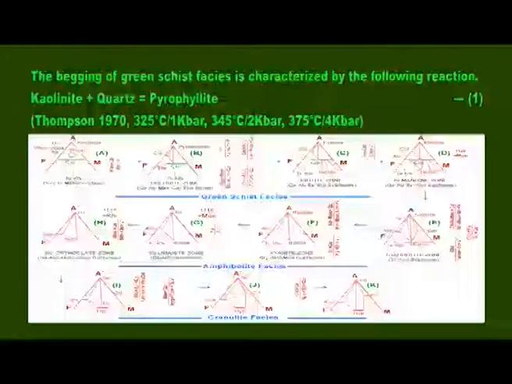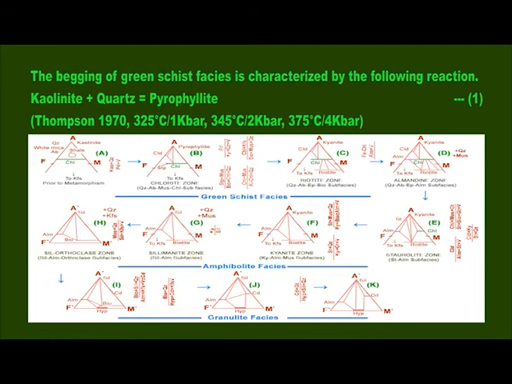The greenschist facies include the common products of low-grade, regional and dislocation metamorphism. The beginning of greenschist facies is characterized by the following reaction: kaolinite plus quartz give rise to pyrophyllite. Reaction 1 was carried out by Thompson in 1970 at 325 degrees centigrade 1 kilobar, 345 degrees centigrade 2 kilobar, 375 degrees centigrade 4 kilobar.